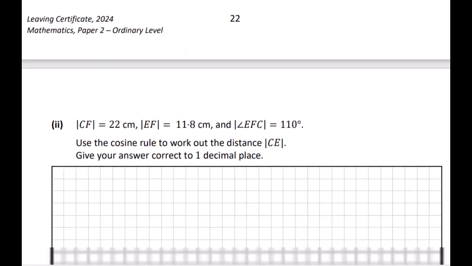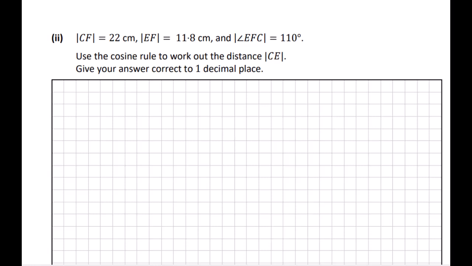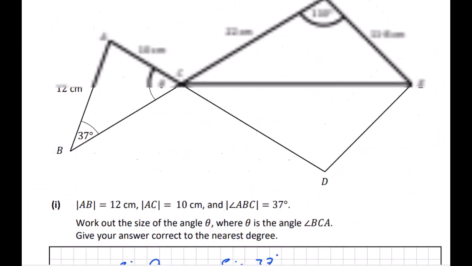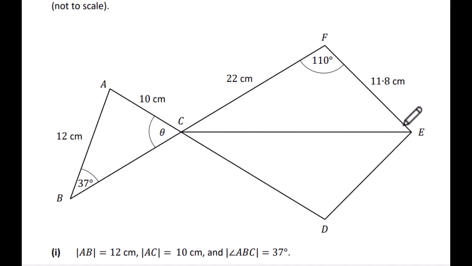Okay, so let's move on to part 2. CF is equal to 22, EF is 11.8, and the angle EFC is 110. Use the cosine rule to find the distance CE. Give your answer correct to one decimal place. So we've got to find the distance CE, the distance from here to here.